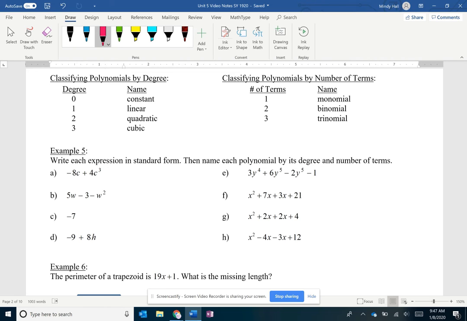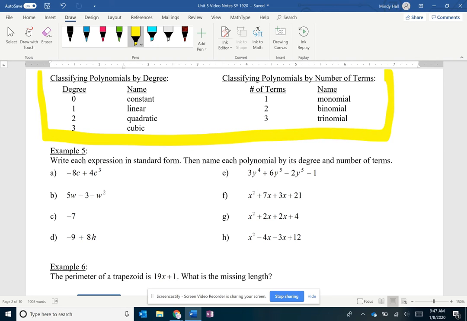And then with our number of terms, by the way, you do need to know all of the vocabulary in here, so make sure that you know it. But when you're classifying by number of terms, if it's 1, it's monomial. Look at your prefix, mono. If it's 2, it's binomial. And if it's 3, it's a trinomial. Okay. And this will make your life much easier if you know these terms now, because when we get farther along, you're going to get confused if you don't know what they mean.